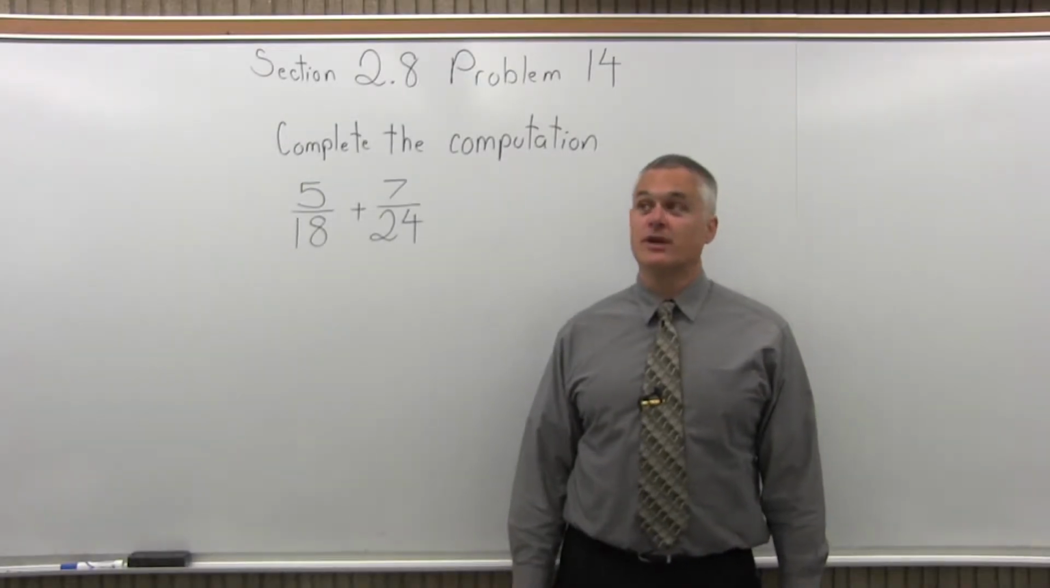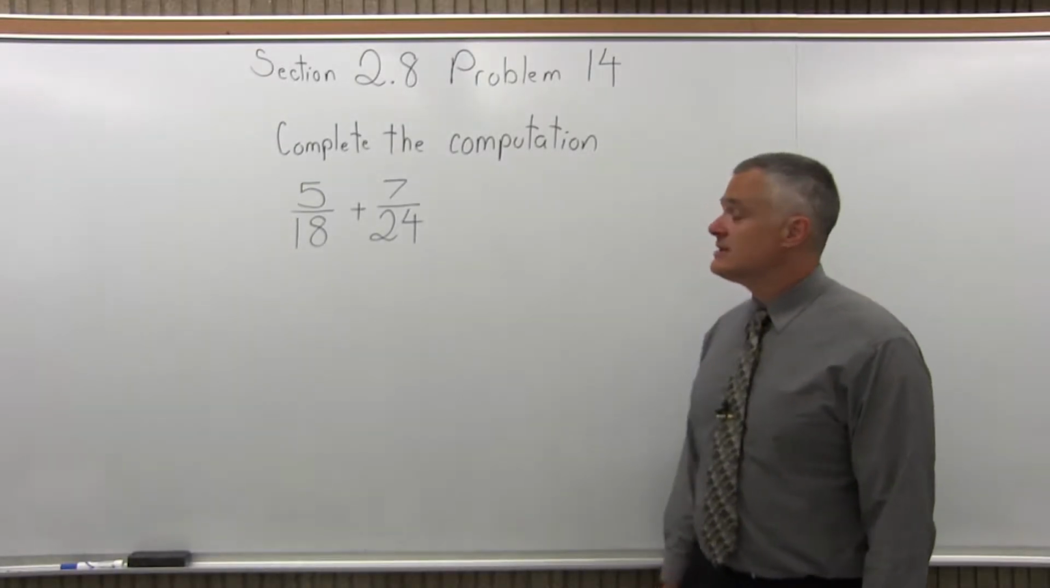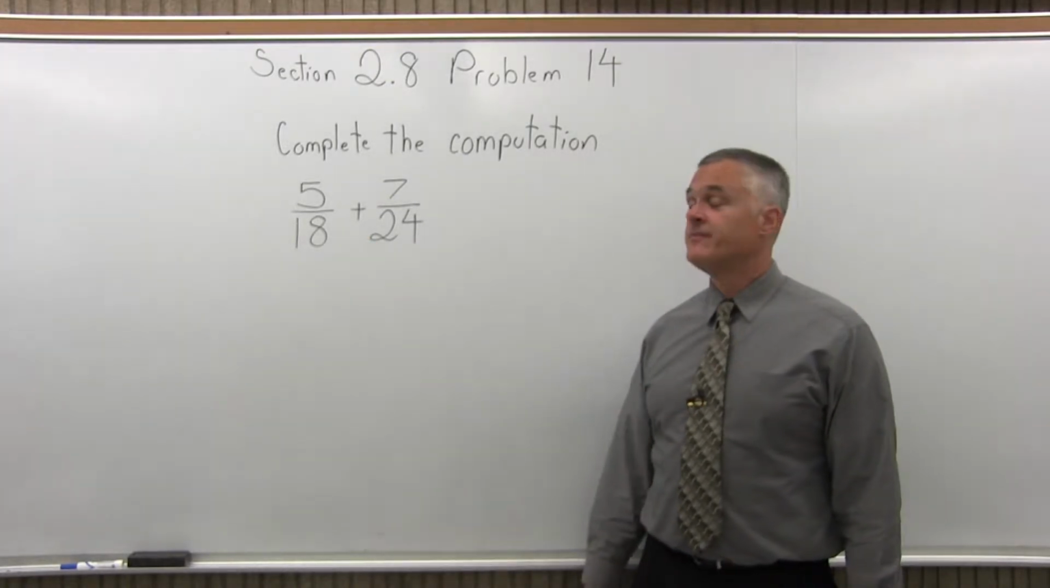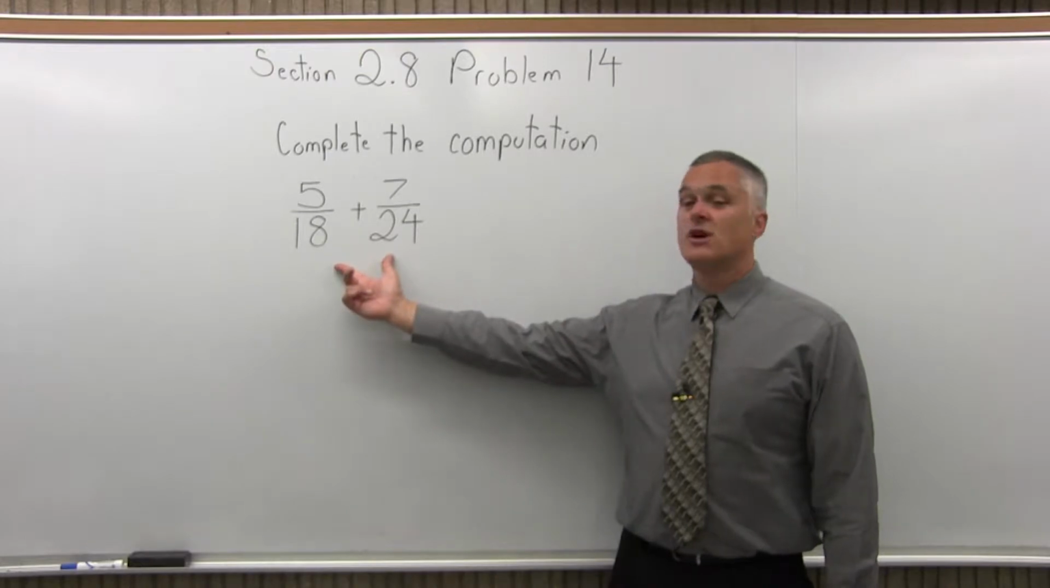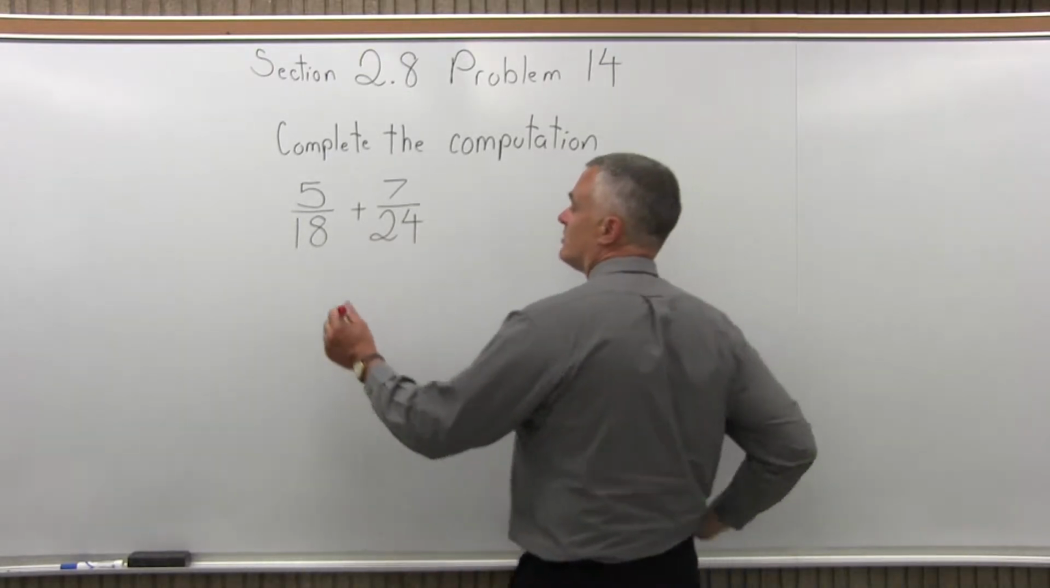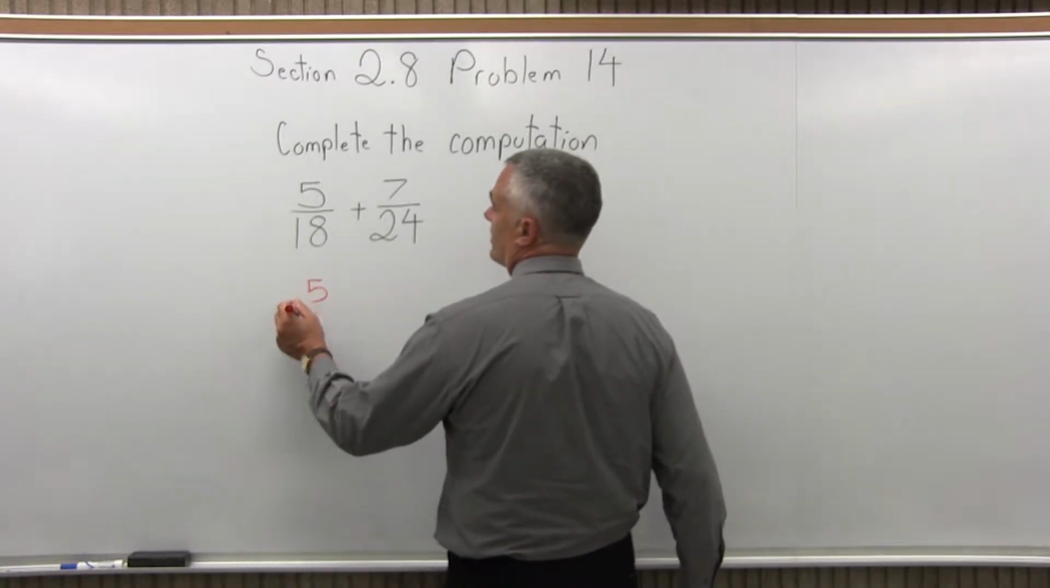This is Section 2.8, Problem number 14. It says complete the computation. We have 5 over 18 plus 7 over 24. Now, this problem has two different denominators, so we have to write it in a form where the denominators will match. When I have to do that, I like writing the problem vertically a little bit better.